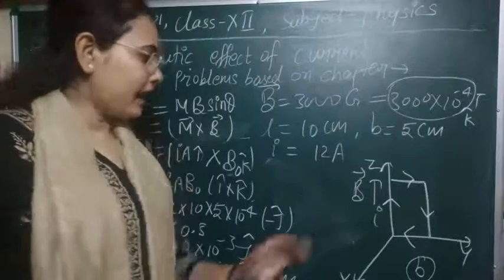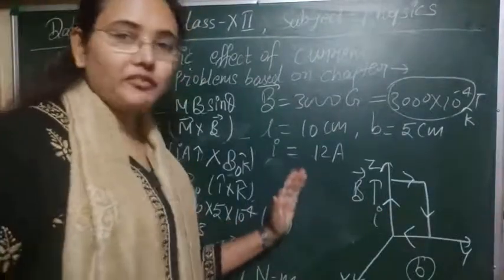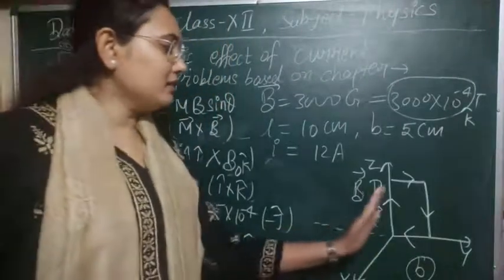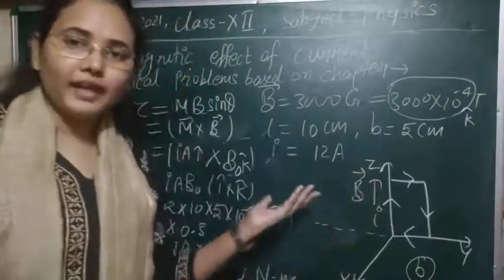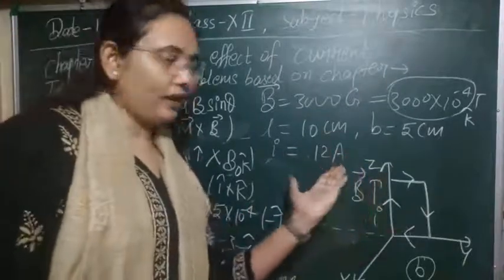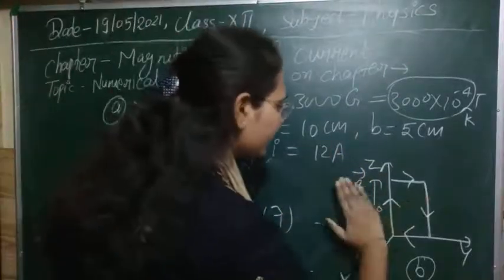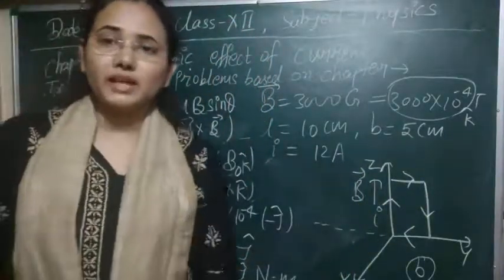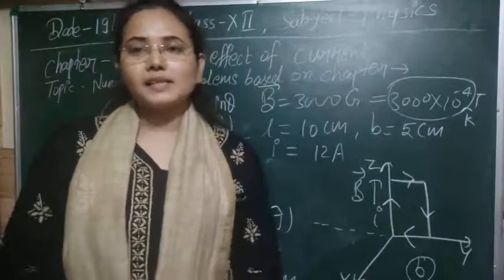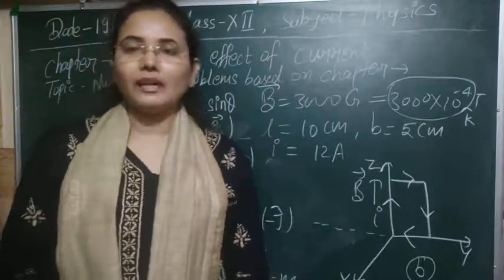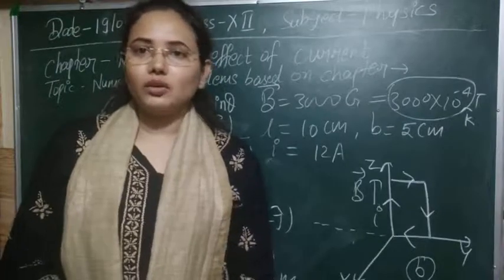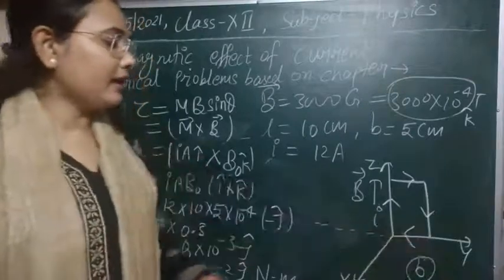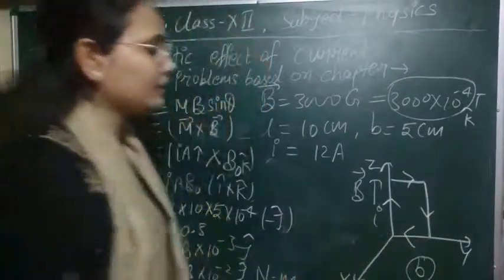So our torque is acting along the negative y direction in the first case that we have. It means that this magnetic field will try to rotate the loop in the negative y direction. In some way it will try to rotate it. So we can say the torque that is acting on the loop is along the negative y direction here. Clear? I think there is now no confusion in this numerical problem. Now let's see the second case that is given to us.